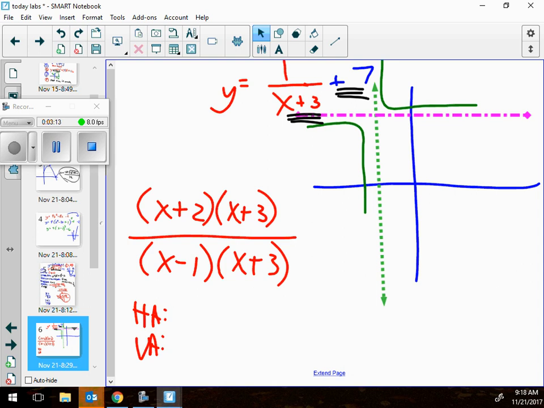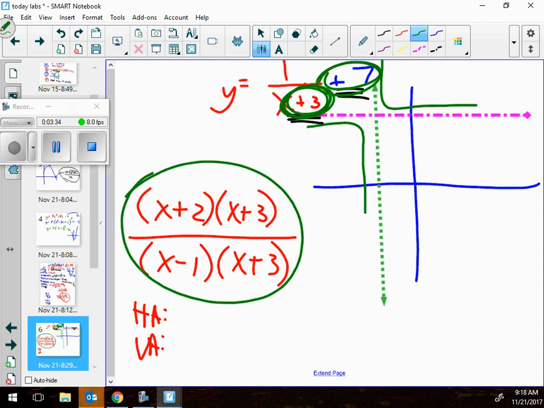So if the pink one is the horizontal, then which one of those two things affected the horizontal? Did this affect the horizontal, the 3, or was it the 7 that affected the horizontal? The 7. So the horizontal was affected by what was outside of the fraction. Okay, so those rules again, bigger on bottom, bigger on top, or same on both. For this new one here, is this bigger on bottom, bigger on top, or same on both?